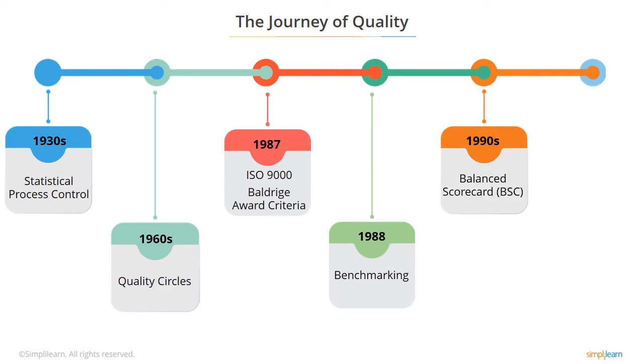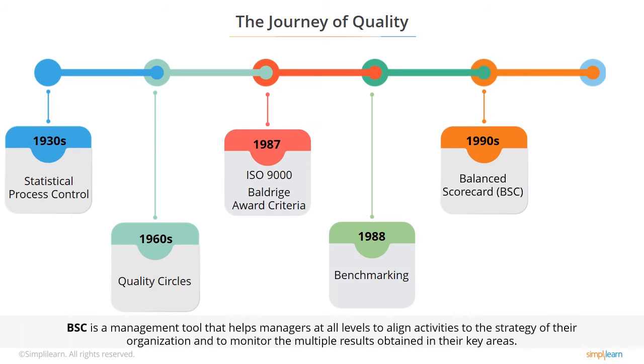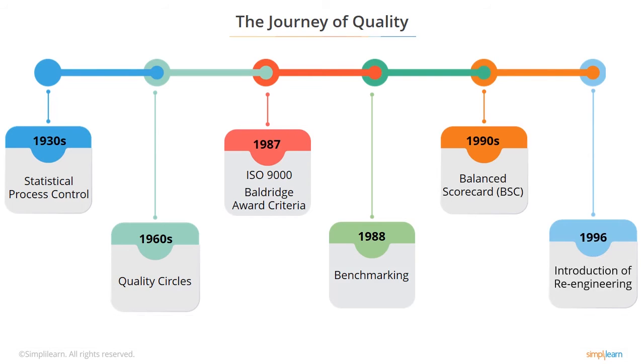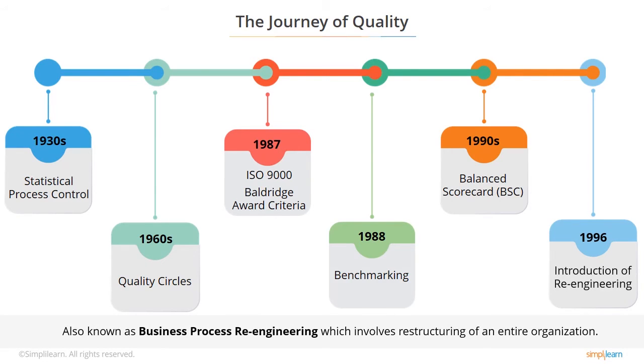During the 1990s, the Balanced Scorecard, or BSC, was introduced. It is a management tool that helps managers at all levels to align activities to the strategy of their organization and to monitor the multiple results obtained in their key areas. In 1996, the concept of reengineering was introduced. Reengineering is also known as business process reengineering, which involves restructuring an entire organization.